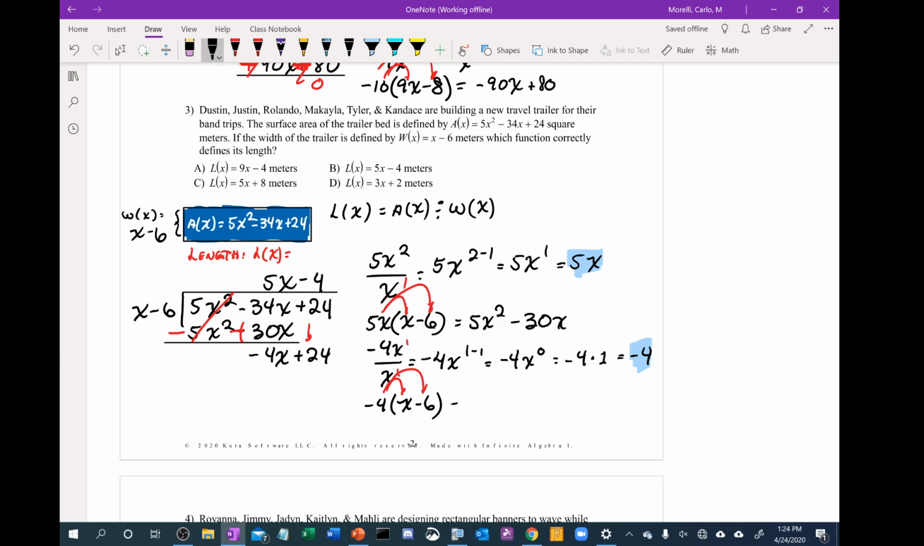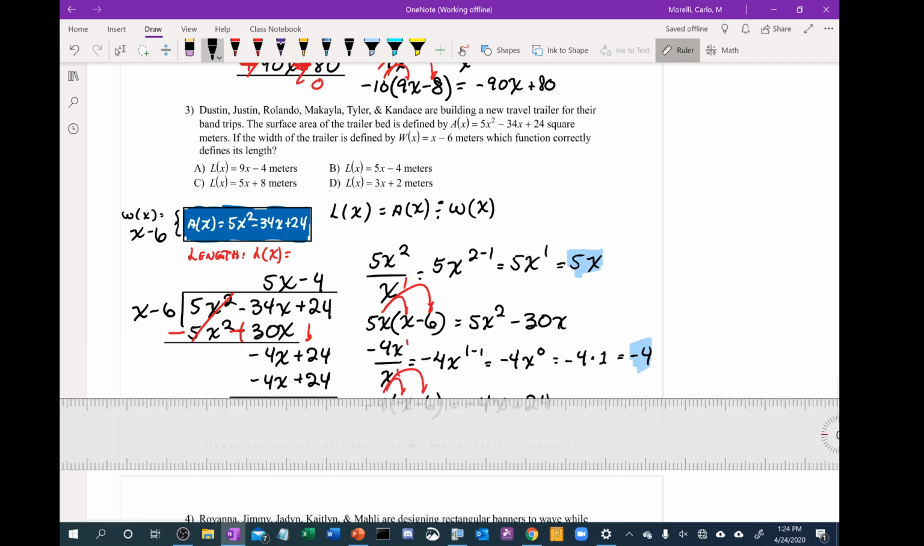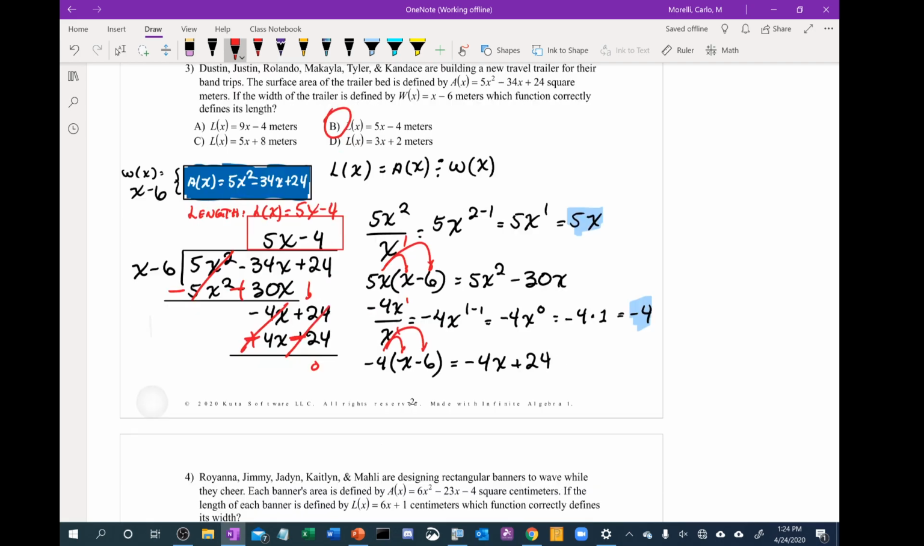Distribute, multiply. Negative 4 times x is negative 4x. Negative 4 times negative 6 is positive 24. And we write that beneath its matching term of the dividend, negative 4x plus 24. Draw a line. Change both signs. This becomes positive, this becomes negative, and they both cancel, leaving 0 as a remainder. So we have our quotient, 5x minus 4, as the length, 5x minus 4b.